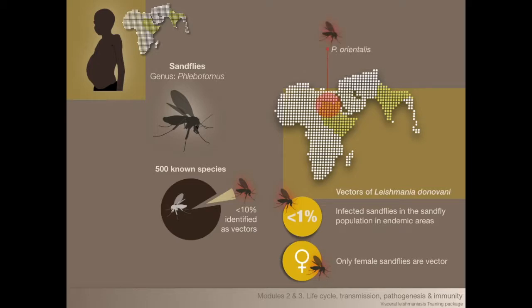Phlebotomus orientalis is found in Sudan and North Ethiopia. In the southern areas, such as South Ethiopia, Kenya, and Uganda, two different species act as a vector of the disease. These are Phlebotomus martini and Phlebotomus celiae. Finally, in Asia, the parasite is transmitted by Phlebotomus argentipes.